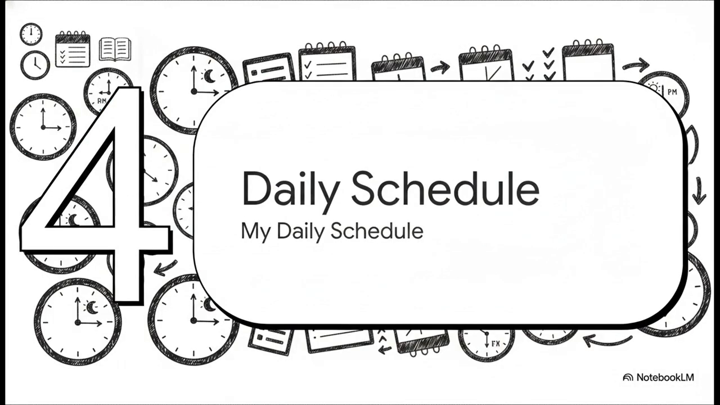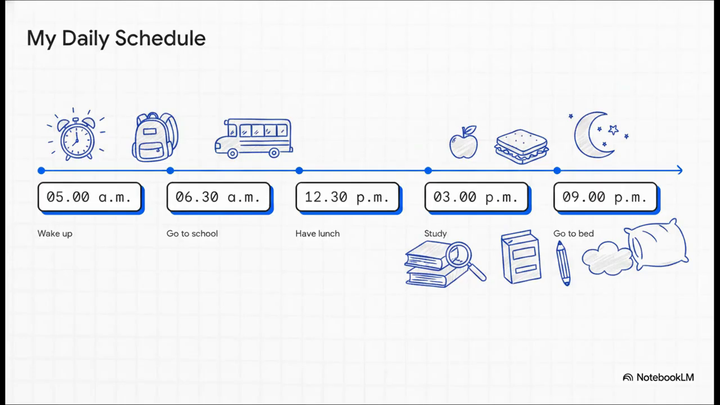Which brings us to our final part, Section 4, Creating Your Daily Schedule. Okay, let's put it all together and map out a typical student's day. Imagine the alarm goes off at 5 a.m., so that's 5 o'clock in the morning, time to wake up. Fast forward to 6:30 a.m. or half past 6 a.m., and it's time to head to school.